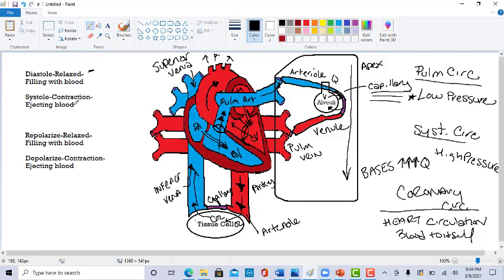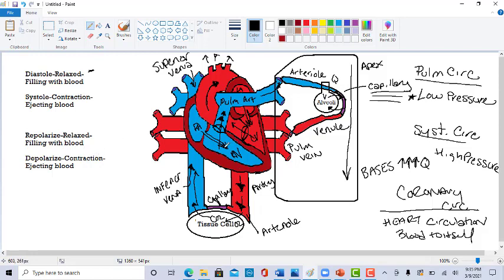Again, I just want to highlight these definitions over here. Diastole, relaxed, filling with blood. Systole, contraction, ejecting blood. Repolarize, relaxed, filling with blood. Depolarize, contraction, ejecting blood. All right.